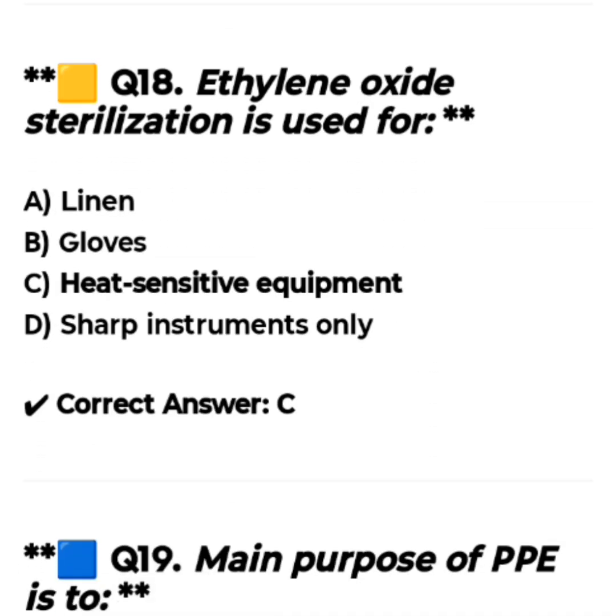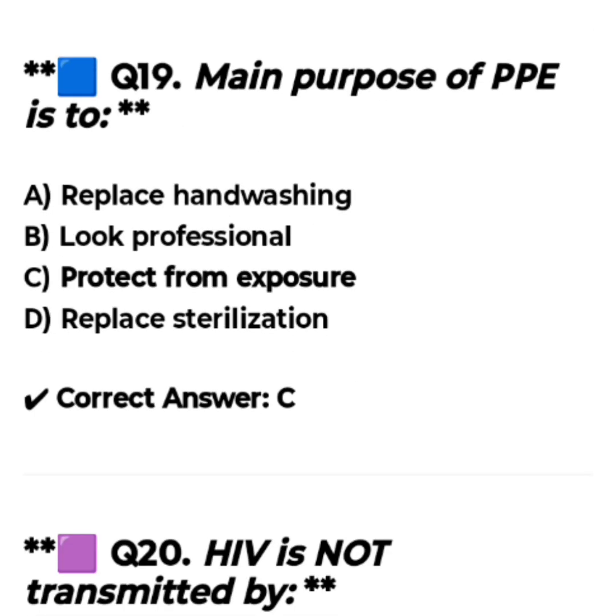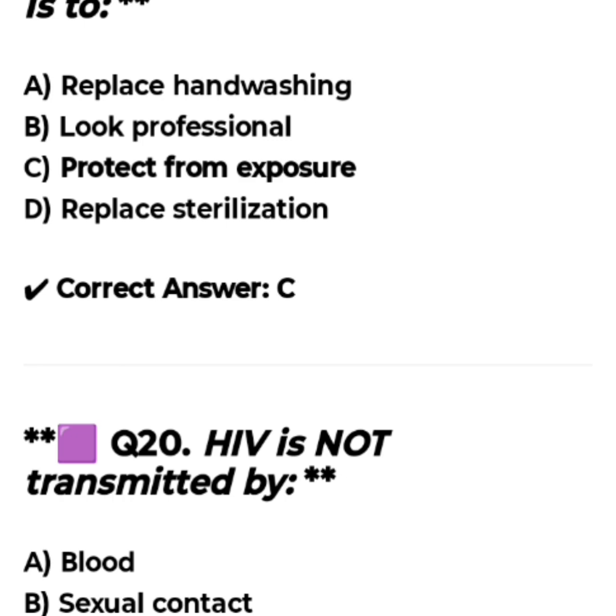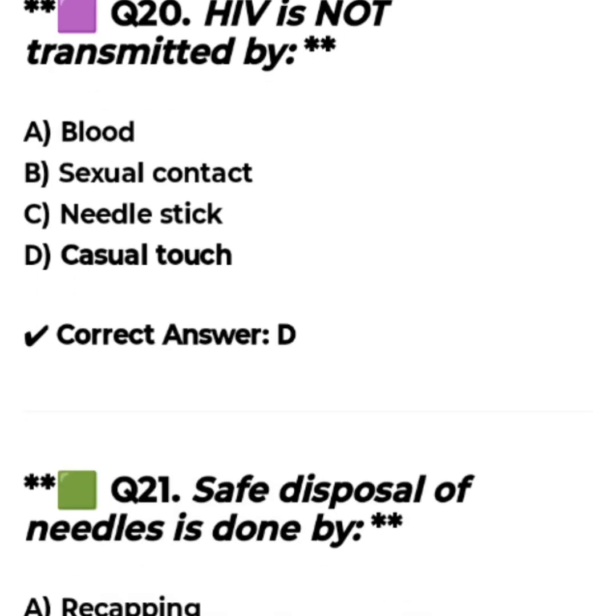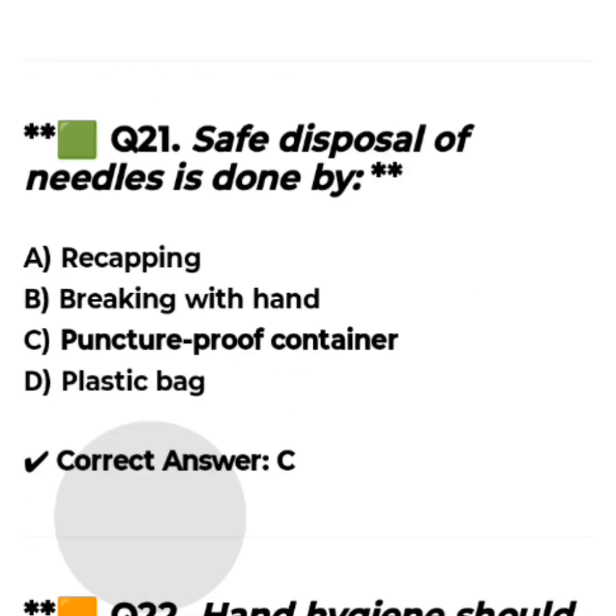Ethylene oxide sterilization is used for. The correct answer is option C, heat sensitive equipment. Main purpose of PPE is to. The correct answer is option C, protect from exposure. HIV is not transmitted by. The correct answer is option D, casual touch.